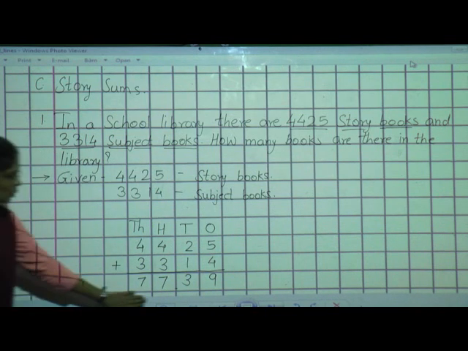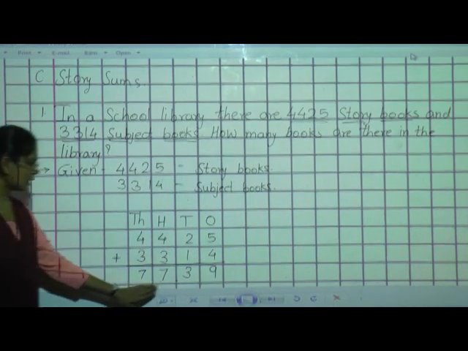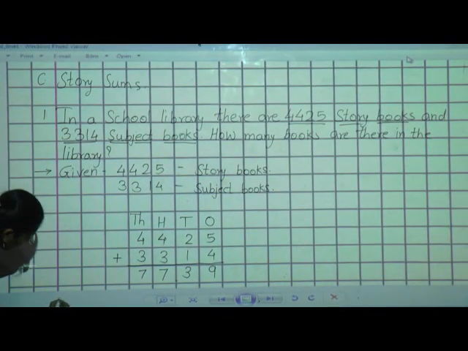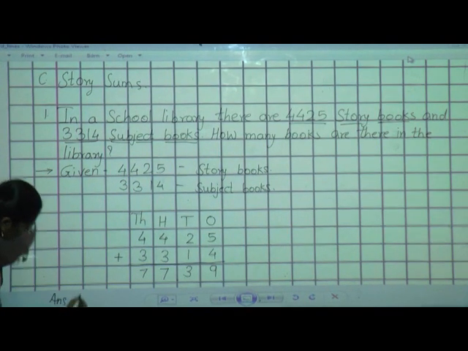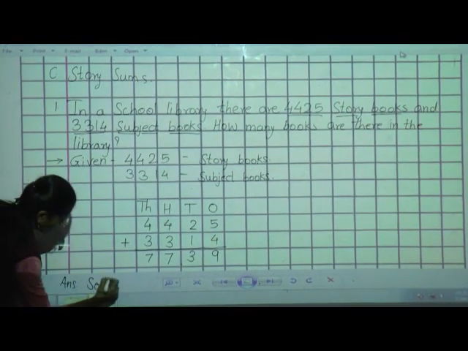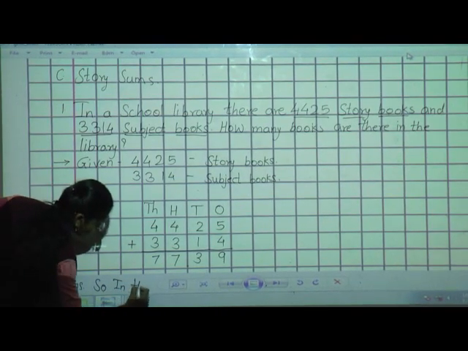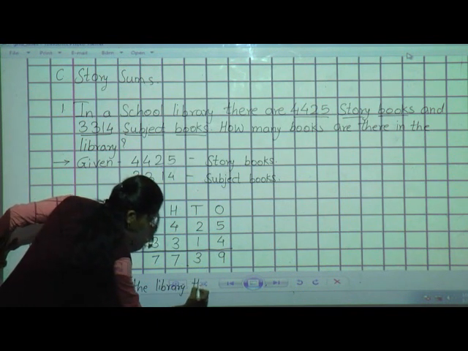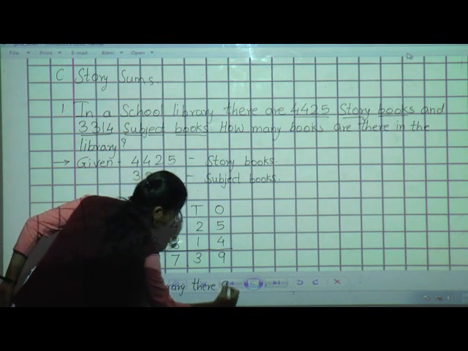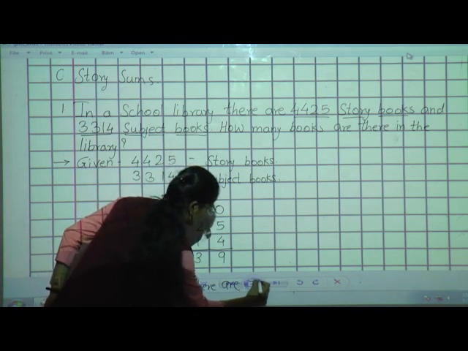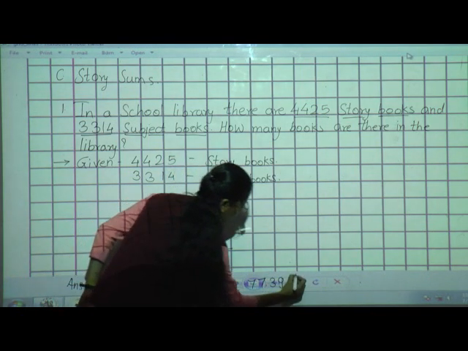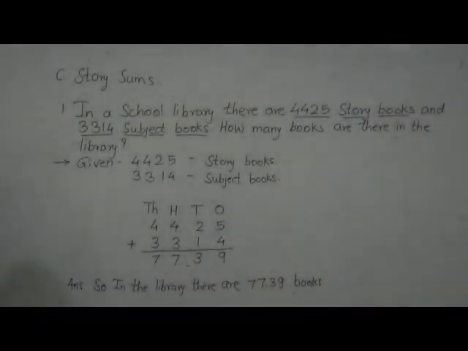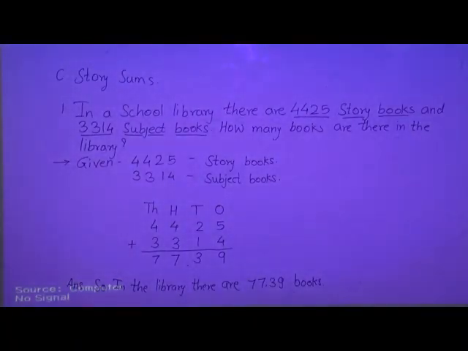So how many total books are there? In the library, there are 7,739 books. So we will write here the answer. What will be the answer? So in the library, there are 7,739 books. Okay. So in this way we can solve the story sums.